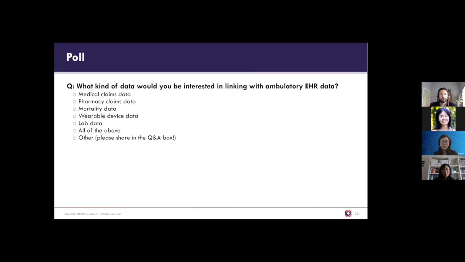Okay, the results are in. Looks like the top two data types that folks are interested in linking to the EHR data are claims, medical claims, and pharmacy claims data, with lab data following at a close third. And a lot of people also want to link all of the above. So a lot of interest in linking from this audience, which is great to see. Thanks, everyone.